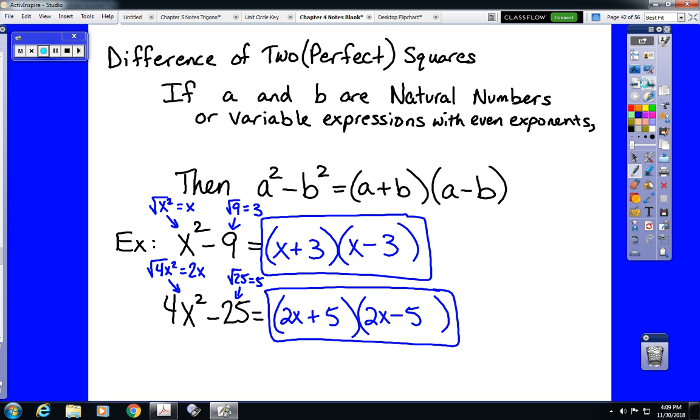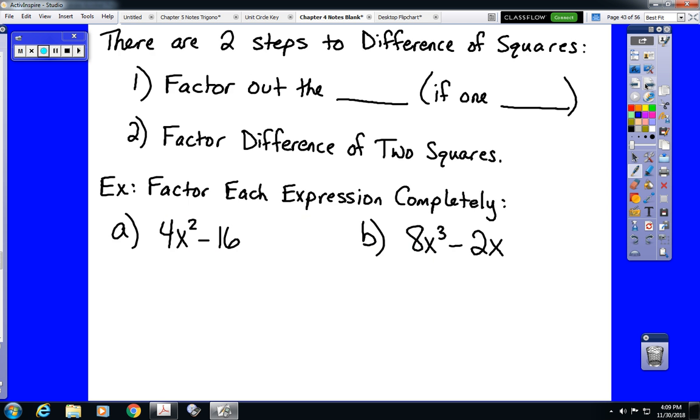So let's look at some examples of that. Before we do that, it is very important to note that in all types of factoring, before you do one of these algorithms, before you factor difference of two squares, you are always, repeat, always supposed to start exactly the same way, and that is by factoring out the greatest common factor. Now remember, you can only do that if there is one other than 1, because everything is divisible by 1. So we'll start by factoring out the greatest common factor, and then we will factor difference of two squares.